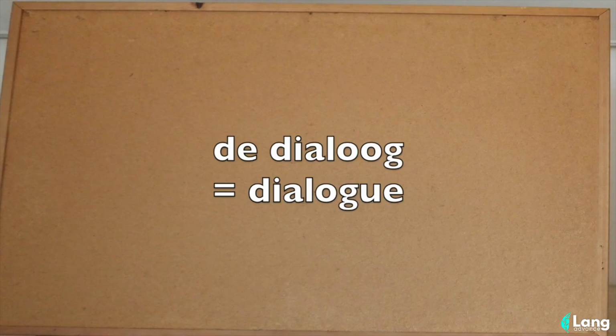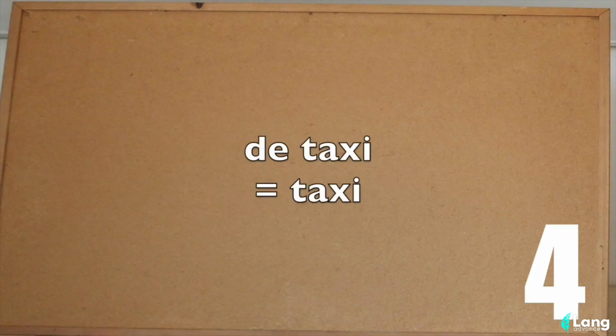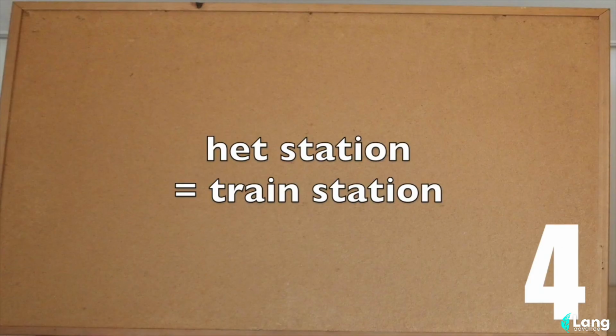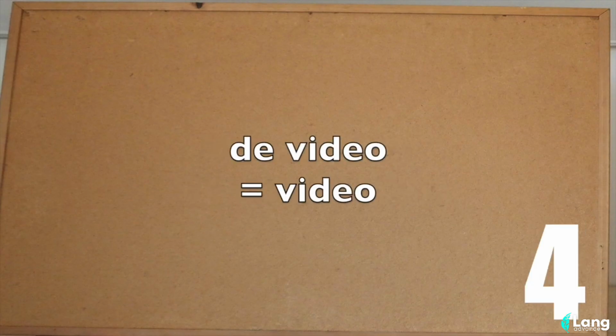De dialogue, de taxi, that's a taxi, tweede, that's second, you recognize there twee. Het station, that's the train station. It's always a train station, even though there's no train in het station. De video, that's video.